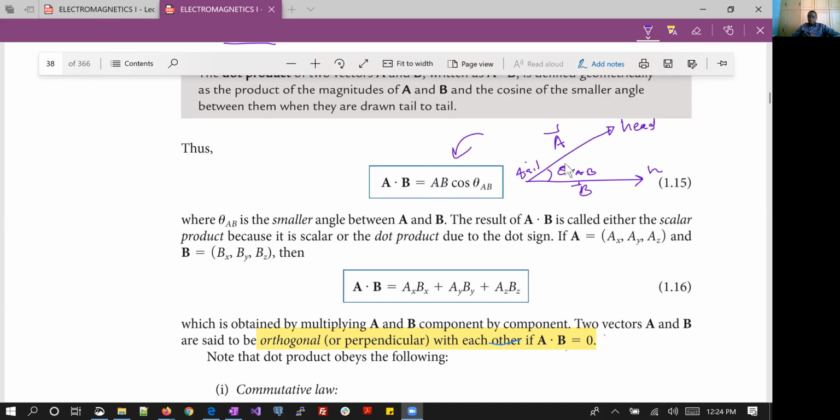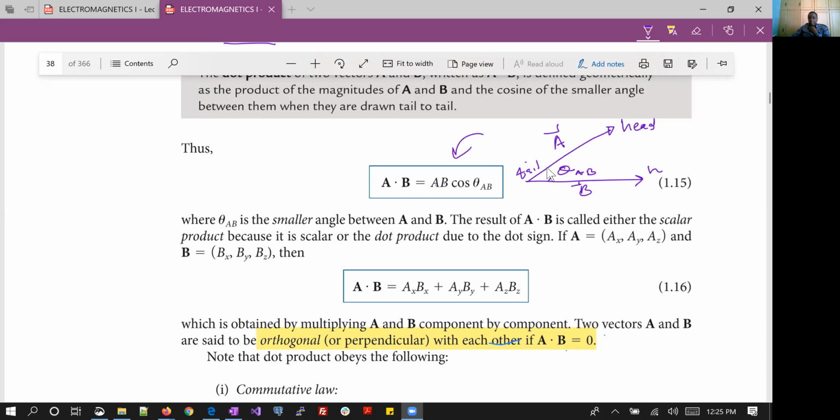I was going through this idea that this is vector A, which has its tail behind where there is the arrow, that is the head, and vector B, where there is the arrow, there is a head. So you join them tail to tail.